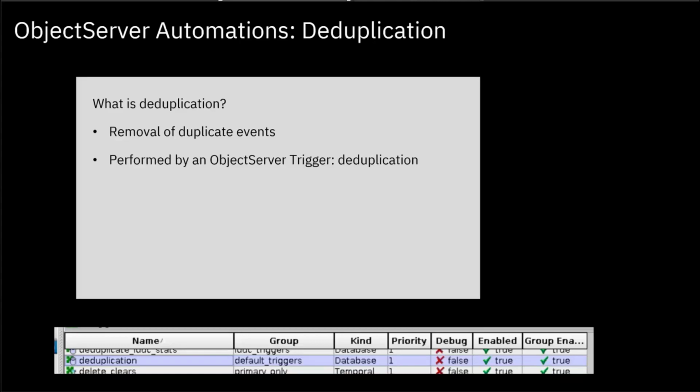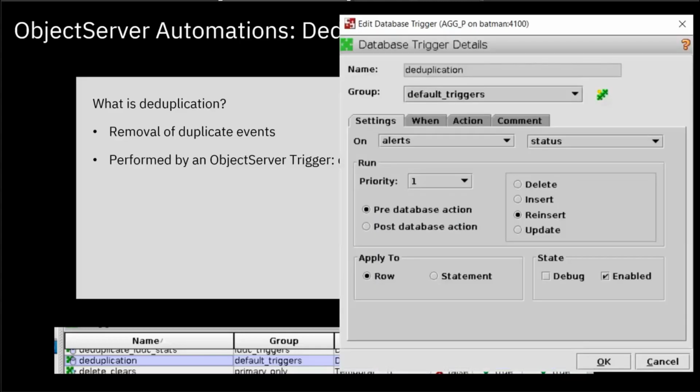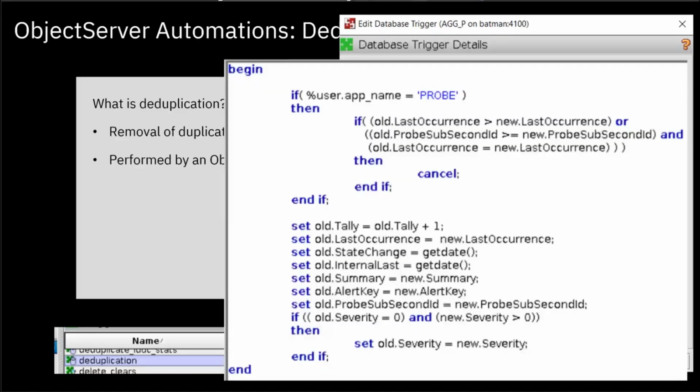So we'll take a look at the actual nuts and bolts of the deduplication trigger, and Fred is going to give us a demonstration of it. In the screenshot here, you can see the deduplication trigger in the Netcool administration tool. This is a database trigger, and it is firing prior to the attempted reinsert. As you can see, the radio button has reinsert, so this is unique to an object server database. This is the default code for the deduplication trigger.